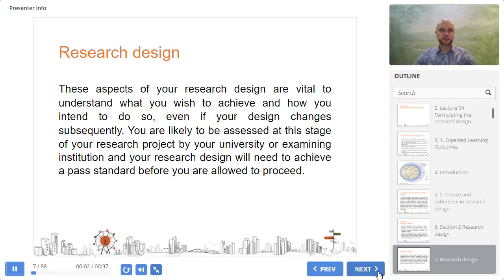These aspects of your research design are vital to understand what you wish to achieve and how you intend to do so. You are likely to be assessed at this stage of your research project by your university or examining institution, and your research design will need to achieve a pass standard before you are allowed to proceed. Therefore, you need to have a clear design with valid reasons for each of your research design decisions. Your justification for each element should be based on the nature of your research questions and objectives.